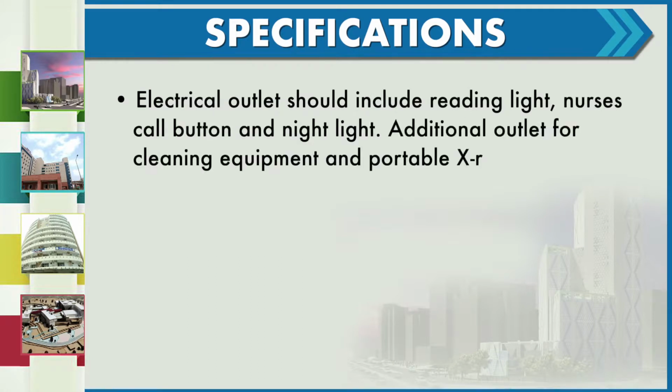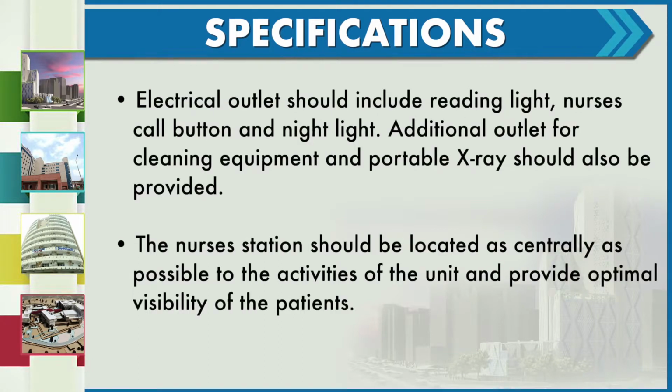Electrical outlets should include reading light, nurse's call button and night light. Additional outlets for cleaning equipment and portable X-ray should also be provided, and there should be a universal remote to control all these switches. The nurses station should be located as centrally as possible to the activities of the unit and provide optimal visibility to the patients.